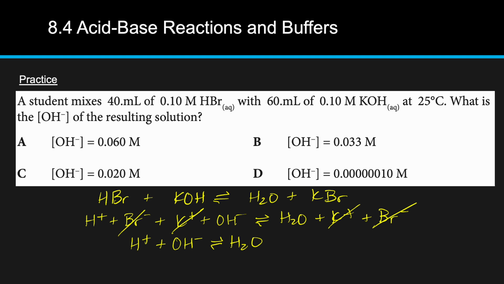So first let's start out with the moles of each. So for HBr, to find moles, I'm going to multiply concentration 0.1 times volume in liters, which is 0.04. That's going to give me 0.004 for HBr. And then for KOH, I have 0.1 times 0.06. That's going to be 0.006. So HBr is going to be my limiting reactant.